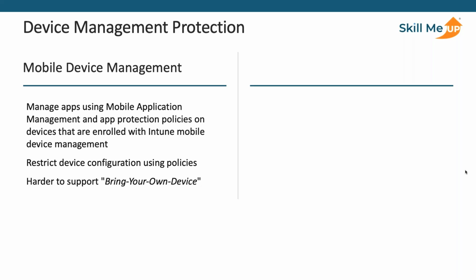So we can manage applications using MAM, and app protection policies on the devices that are enrolled in Intune. You can restrict the device configuration using policies. So this means I can turn off, for example, like an iOS device, I can turn off the gaming center, for example, or enforce restrictions like PIN controls. That one is particularly hard to support for bring your own device.